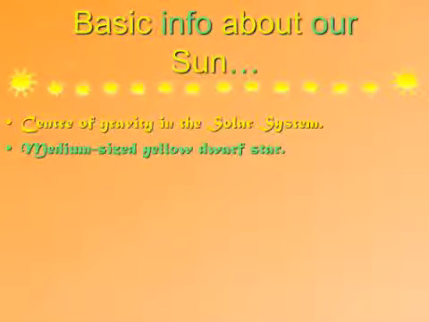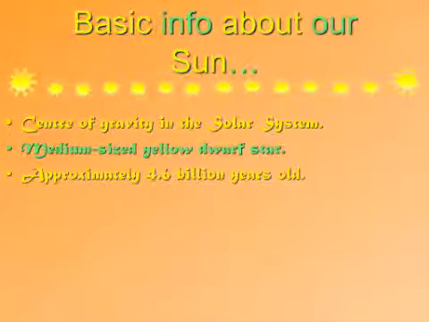Astronomers describe the sun as a medium-sized yellow dwarf star. It is approximately 4.6 billion years old. They believe that the sun will still live on for another 5 billion years.